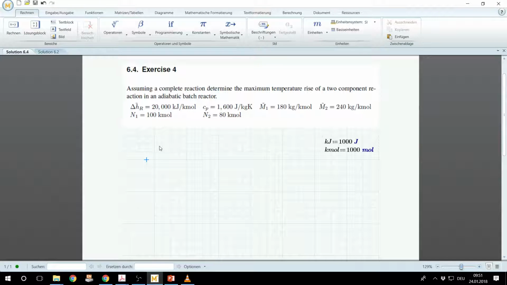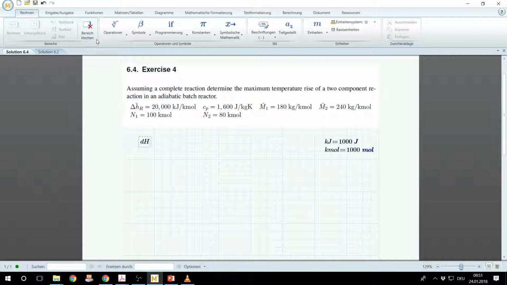And we're given some information here about the heat of reaction, the heat capacity, apparently the same for the entire mixture for both components, the molar mass of each component, and the amount of component 1 and 2. So I'd like to at least discuss with you the general approach for this problem.